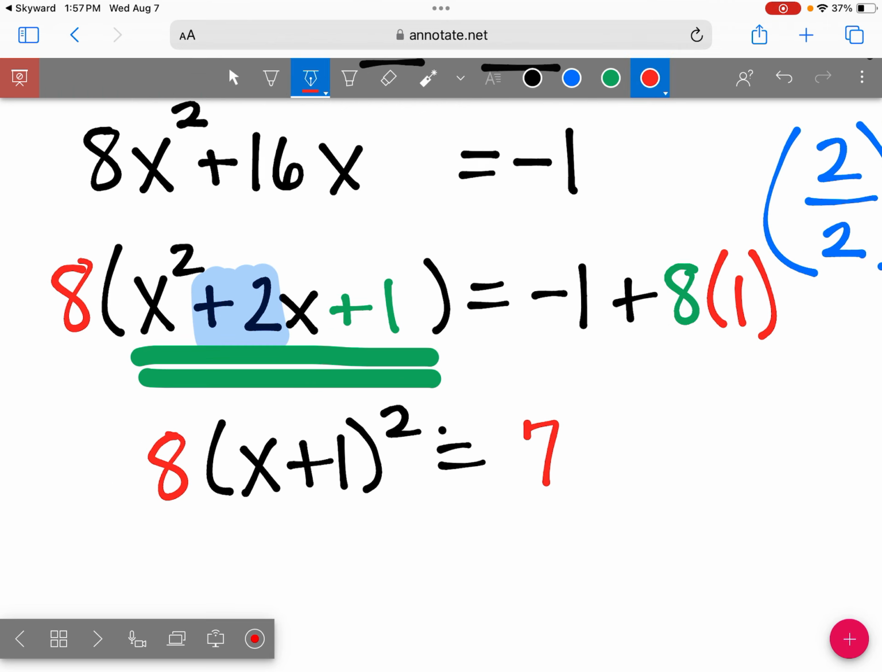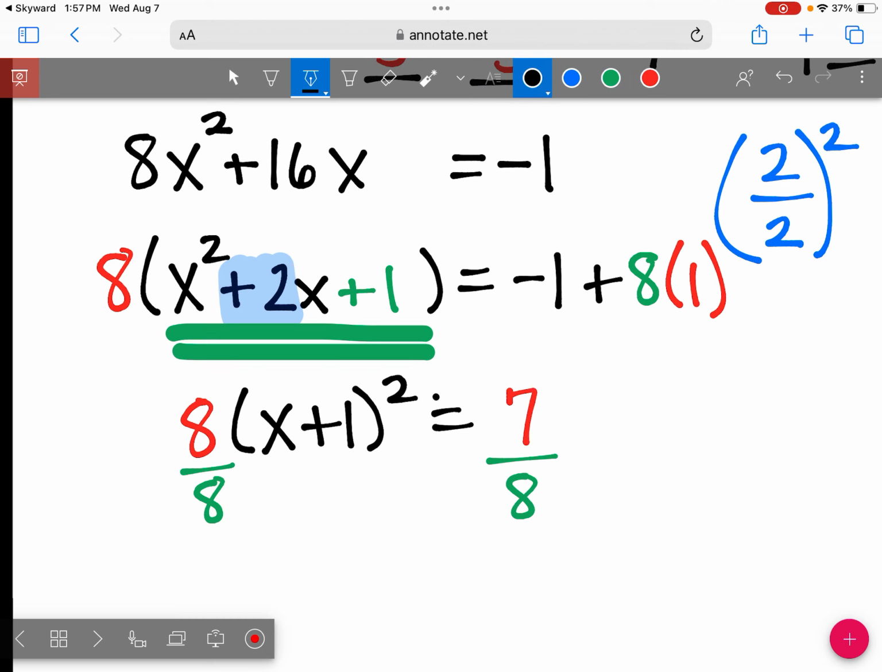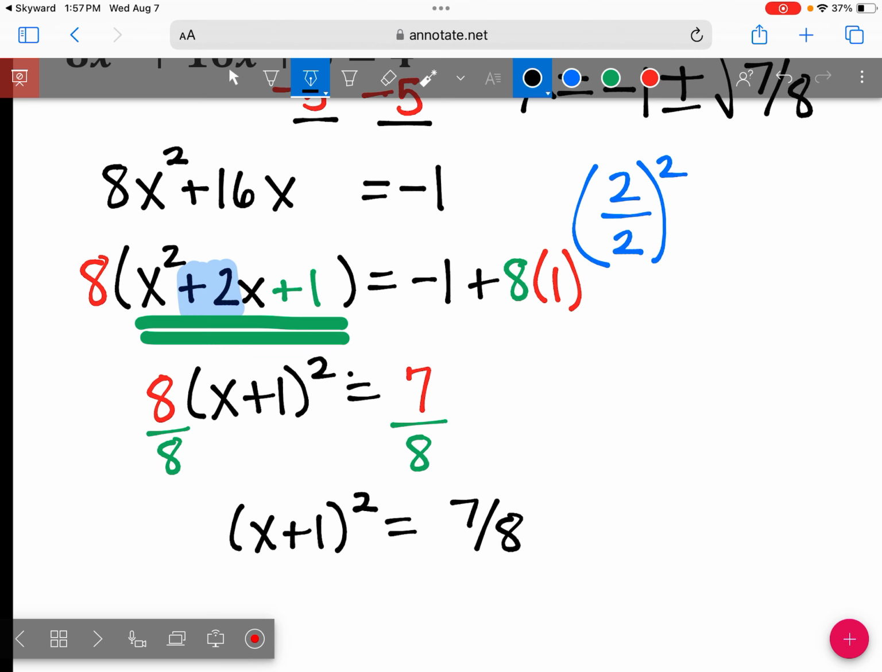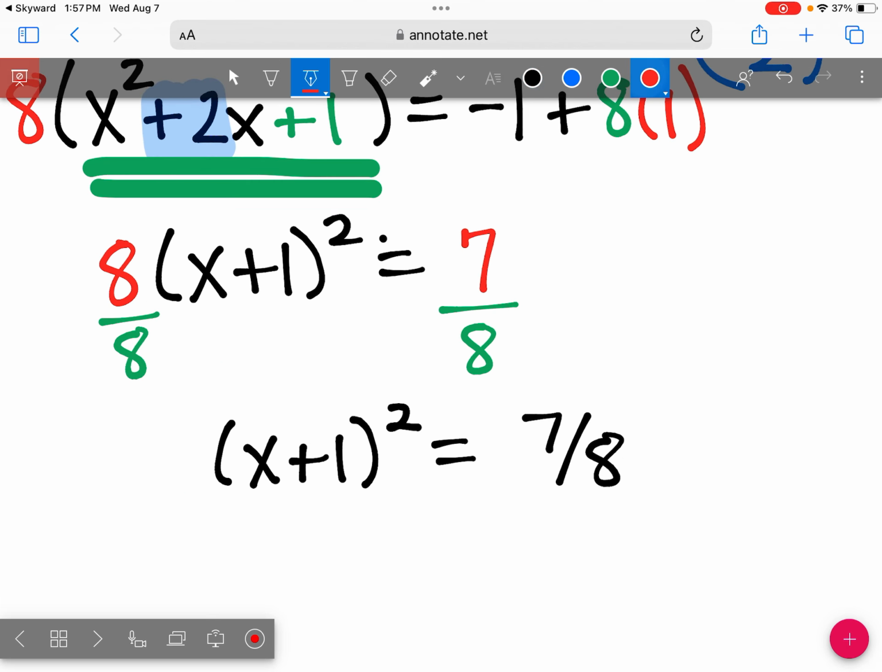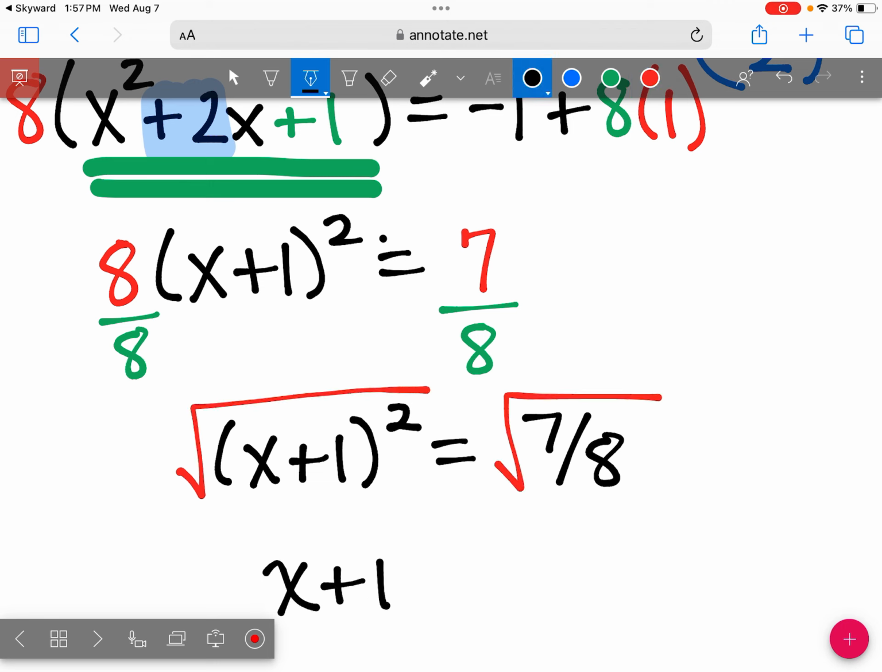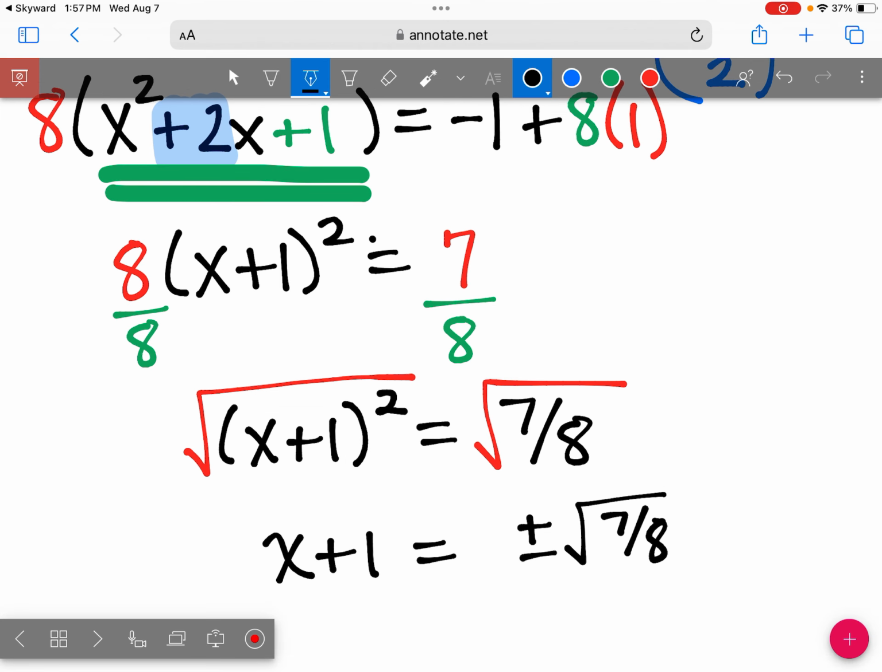So before we take the square root, we have to divide both sides by that 8. So that would be x plus 1 squared equals 7/8. Take the square root. So x plus 1 equals plus or minus the square root of 7/8. And then I subtract the 1.